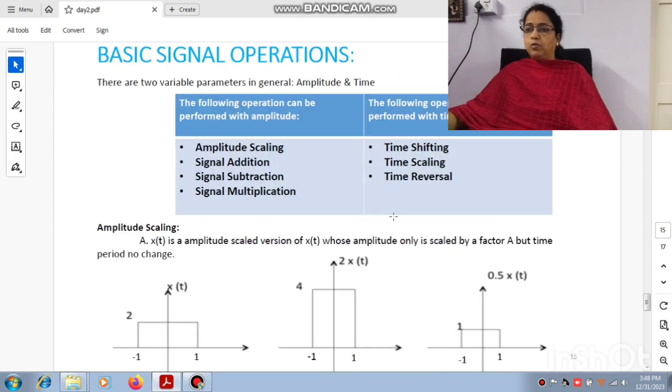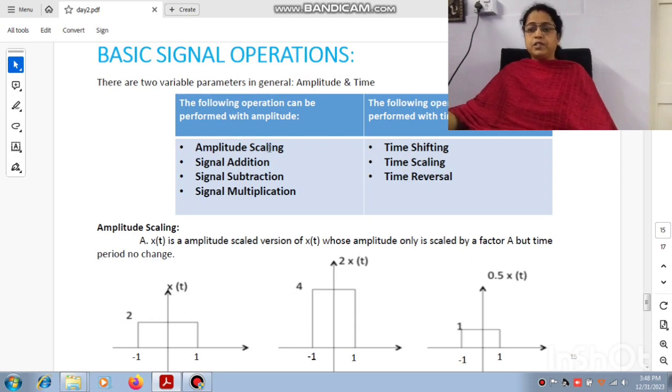So now, the next thing in this module we are going to see is basic signal operations. The signal operations are divided into 2 parts. One part is based on the amplitude, that is, a few operations are done based on the amplitude and a few operations are done using the time. Based on that, the basic signal operations can be classified in this way. Amplitude-wise operations are amplitude scaling, signal addition, signal subtraction, signal multiplication, whereas time domain operations are time shifting, time scaling and time reversal. So let us see one by one.